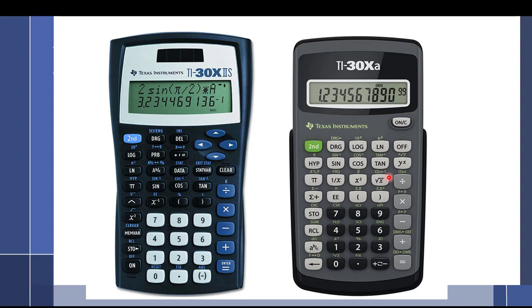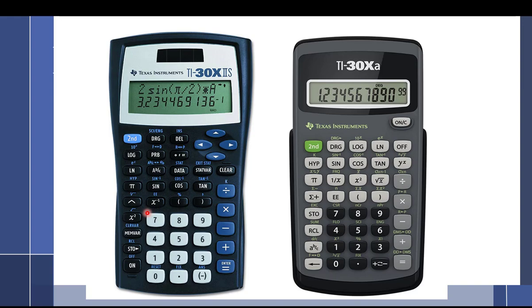I want to do cubed root. There it is, cubed root is down here. That's the second function, right? Yep. So 8. So what's the cubed root of 125? I do 125, second function, right down here, cubed root. I should get 5. Look at that.